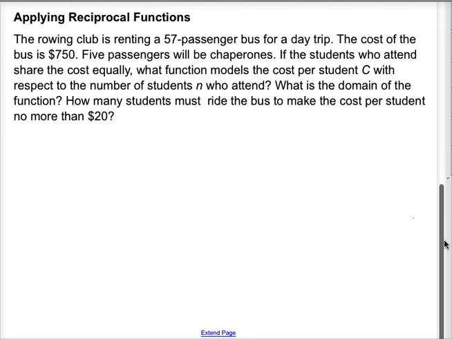All right, so looking at this. First of all, we need to determine what the equation is. So cost per student. So what is it costing per student? Because it's saying that the students are equally sharing this cost, not the chaperones. The chaperones get to go for free. So that $750 is going to be evenly distributed to those N kids.